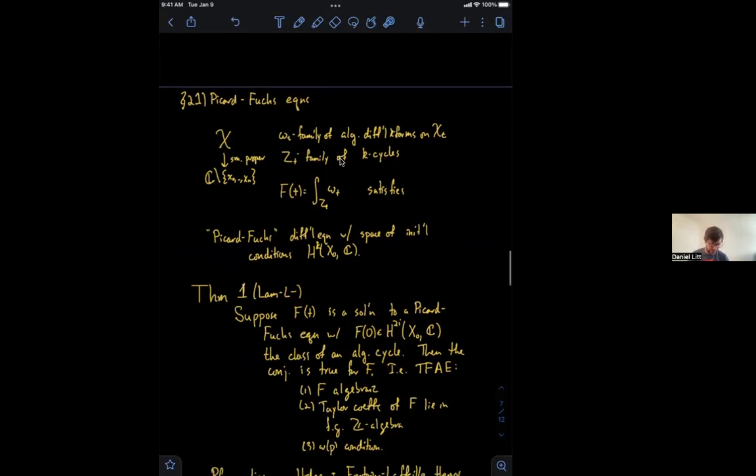Then the conjecture is true. What does that mean? It means the following things are equivalent: your function is algebraic, the Taylor coefficients lie in some finitely generated C-algebra, and this omega p integrality condition, which I won't write down again because it's technical.